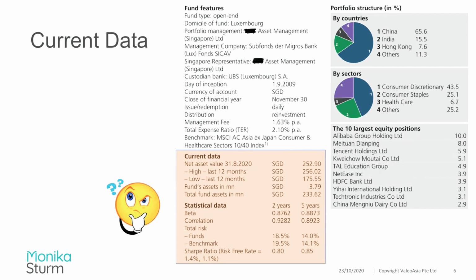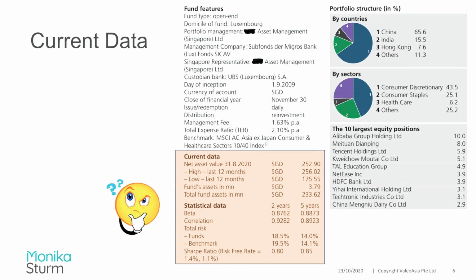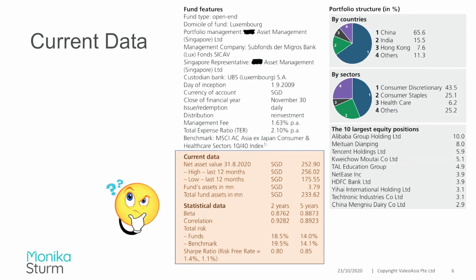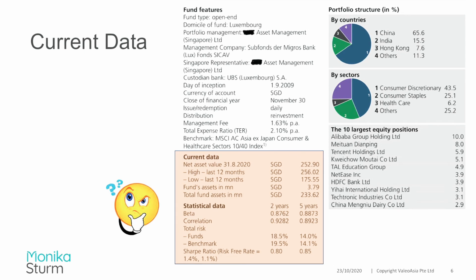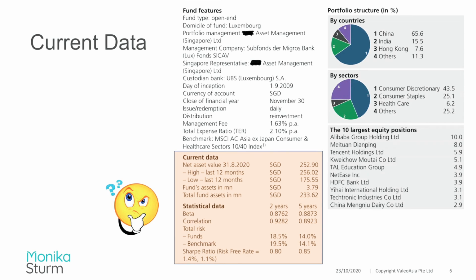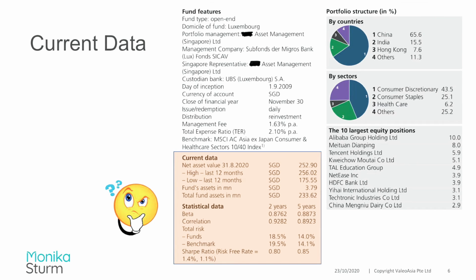Another important data point is the fund's assets in million. It tells you how large the fund is. Of course, this number will only make sense if you put it in relation to other funds you might be looking at. Larger funds usually have a longer track record and often a larger and hence more specialized research team. In this case, the Singapore dollar fund is tiny with 3.79 million. The sister fund in US dollar is larger with 233 million, but still on the small side.